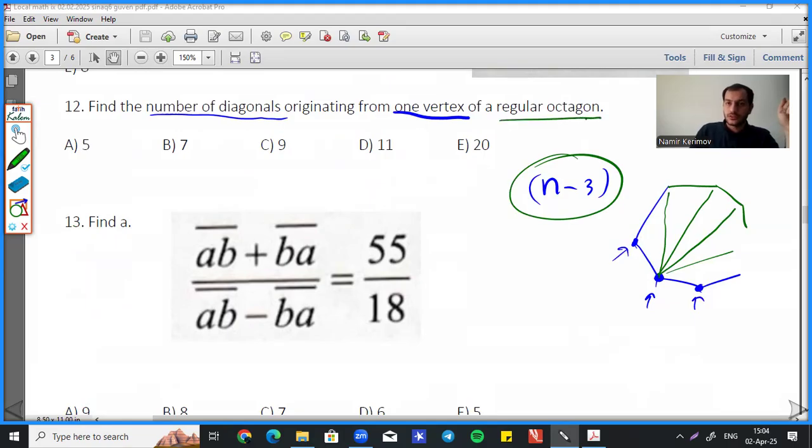So if it's a regular octagon, it's a polygon with 8 sides. So we know the number of sides is 8. So 8 minus 3, that will be 5. So A is the answer.